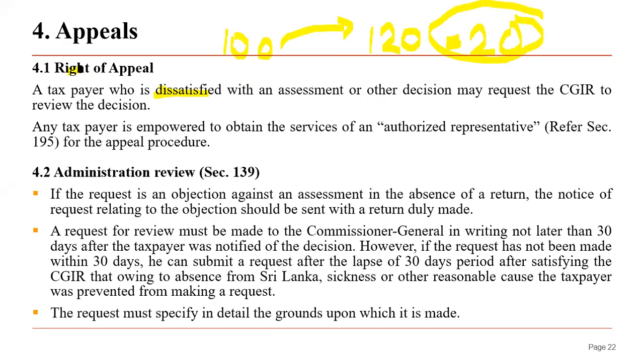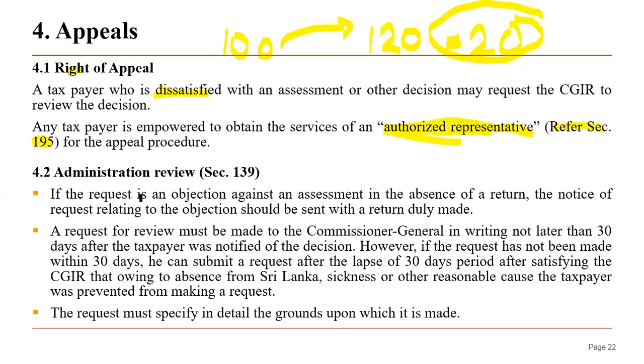It is a right of the taxpayer. You can appeal even if you are not aware of the technical points in the law. You can ask an authorized representative to appeal. An authorized representative means a chartered accountant, maybe a lawyer, or whatever person. You can refer to section 195 on who the authorized representative is, which we discussed, right? Then the appeal procedure goes like this.